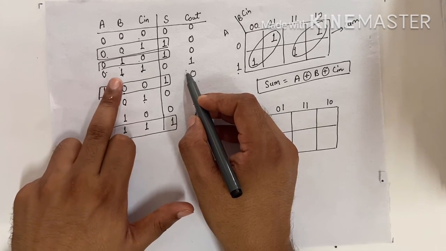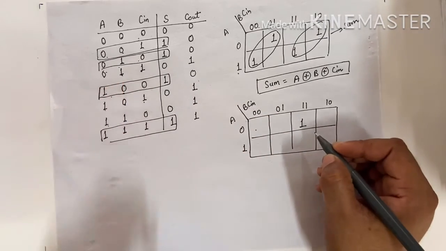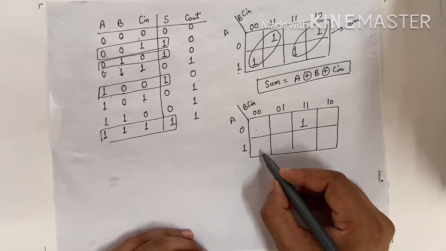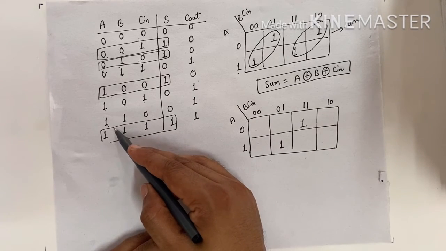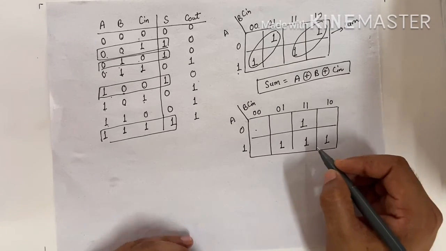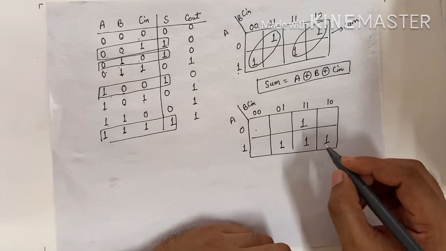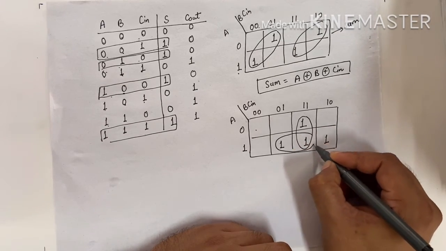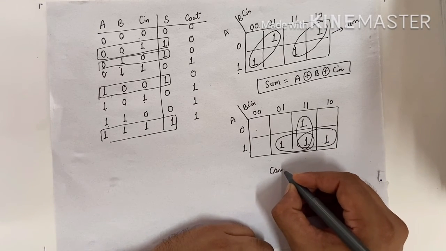If A is 0 and B and C are 1 1, so A is 0 and B and C is this. Again, if A is 1, B and C are 0 1, so A is 1 in this condition, and 0 1 in this condition. Then A is 1, B and C are 1 0, so 1 0 in this condition. This is the K map for the carry condition. Now we have to group the K map. So this is the grouping of this one, and this is the grouping of this, and this is the grouping of this. Now we have to write the expression of carry.